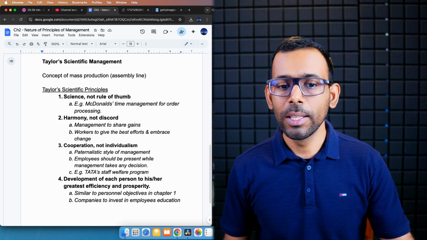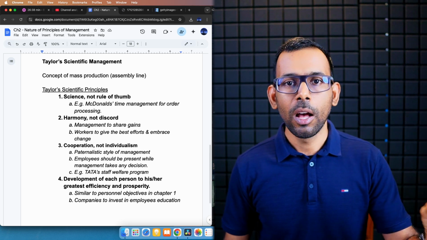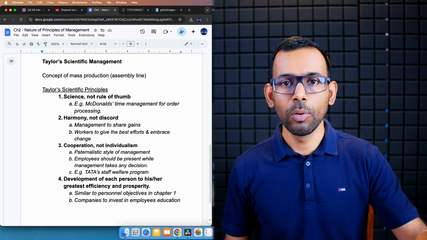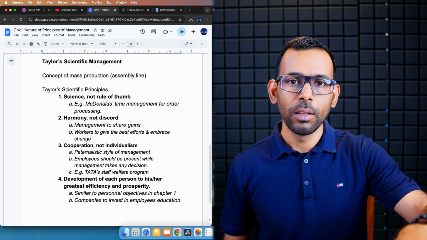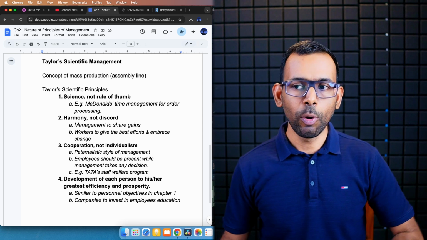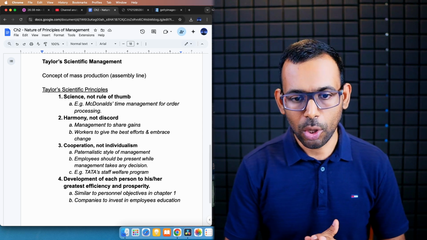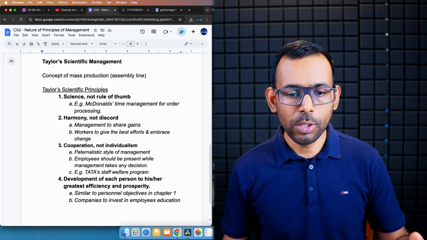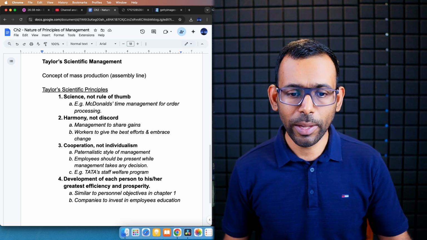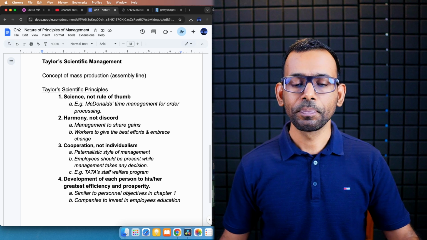You can Google this later, or you can YouTube about how exactly order processing works inside McDonald's. You will even know everything came from this Taylor's work only. Okay, now the second point is harmony, not discord, and the third point is cooperation, not individualism. I want to cover these two together because they are similar things.